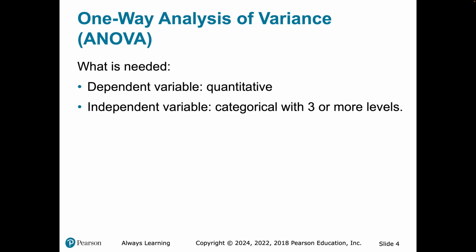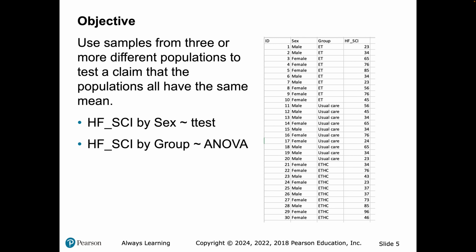So what's needed? We need to look for a dependent variable that's quantitative and an independent variable that's categorical with 3 or more levels. Now, let's look at the data set over to the right. If I was going to examine the HF SCI score, and that's some sort of heart function score, over sex, and you can scan down through there, I just said male and female. So it's a categorical variable, but there's only 2 levels. Well, I'd use a t-test.